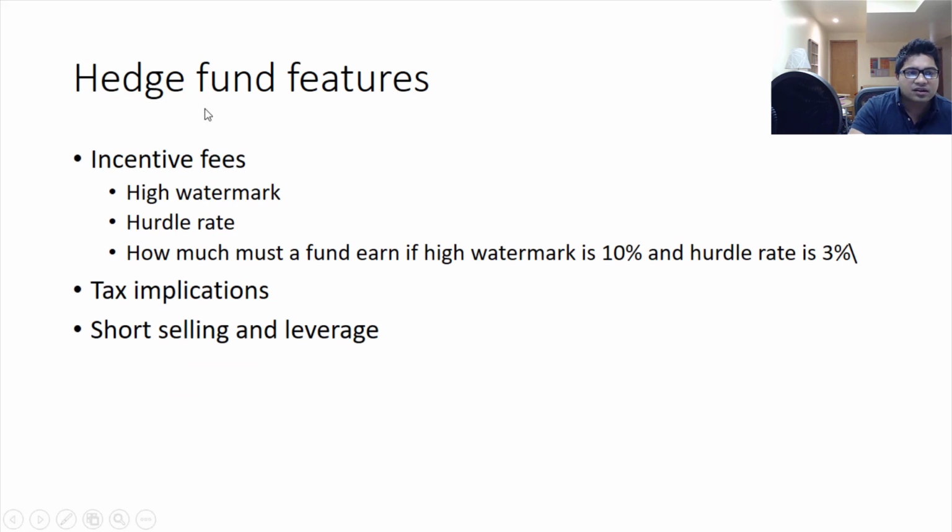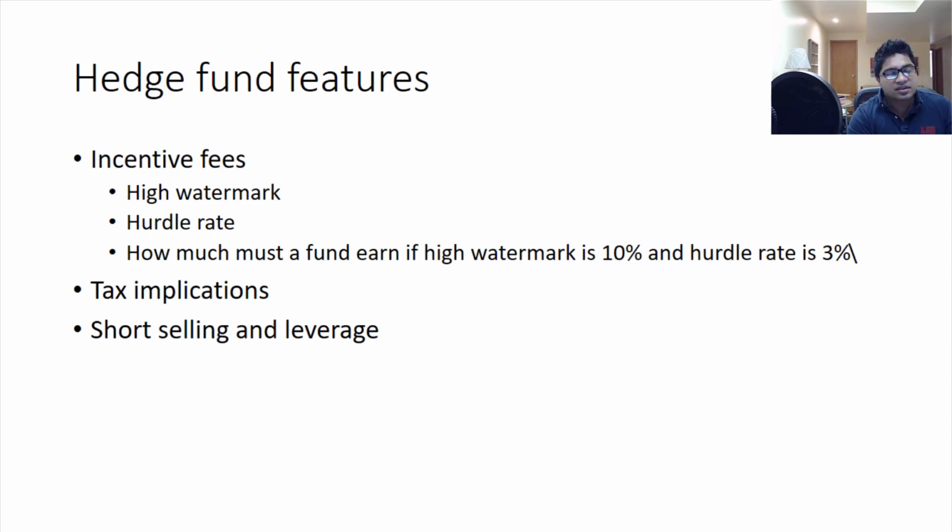Now, a key component of hedge funds is incentive fees. What are incentive fees? Along with the management expense ratio, MERs, and along with commissions, you also have to give incentives to fund managers of hedge funds. Now incentives are dependent on the performance of the hedge fund.